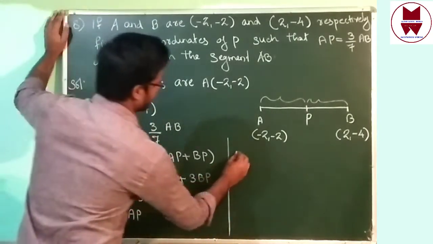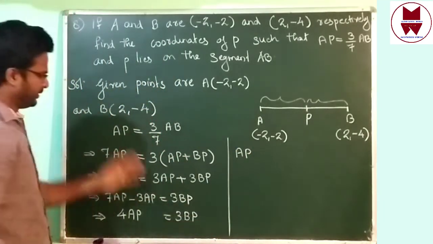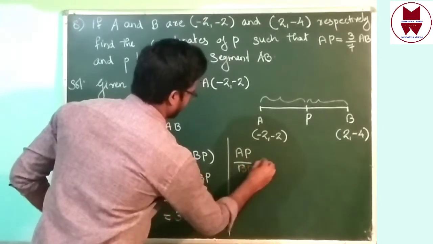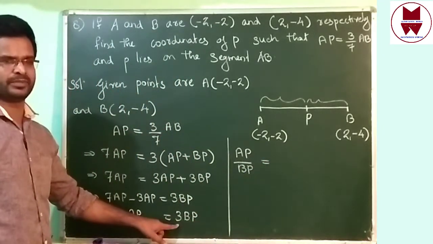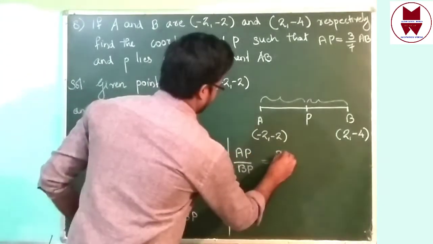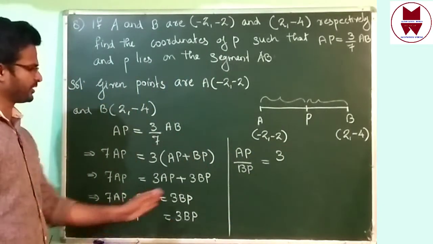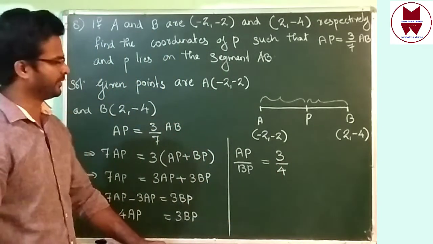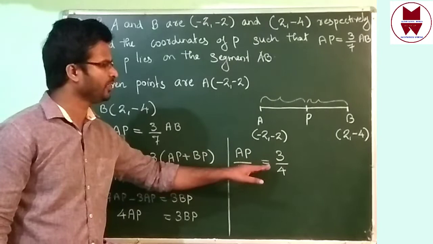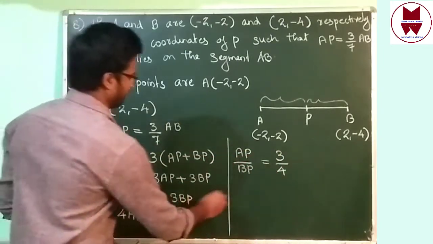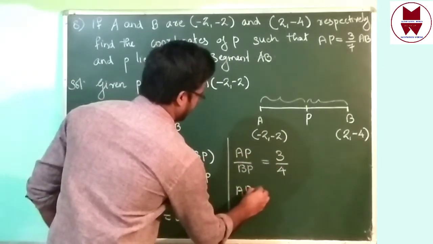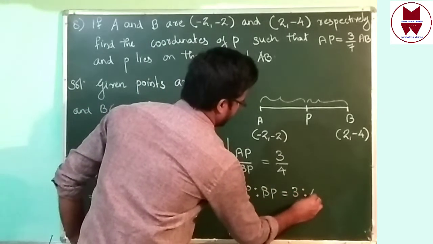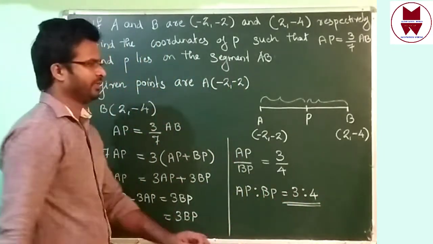Then AP, this BP bring to the left side, divided by BP equal to, then remaining which number? Remaining 3 is there, isn't it? You can write 3. From the left side, 4 bring to the right side, that will be divided by 4. Now we got one ratio, that is AP divided by BP equal to 3/4. We can write AP is to BP equal to 3:4. Now we got a ratio.